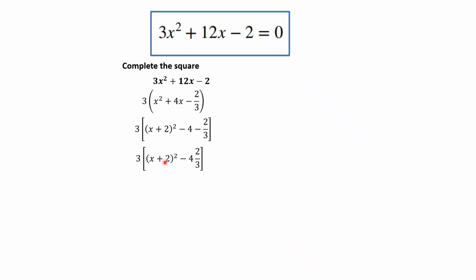So I wrote everything. I just combined this. So it's minus 4 and 2 over 3. Let's make this an improper fraction. So it's 4 times 3 is 12, plus 2 is 14. So it's going to be 14 over 3.